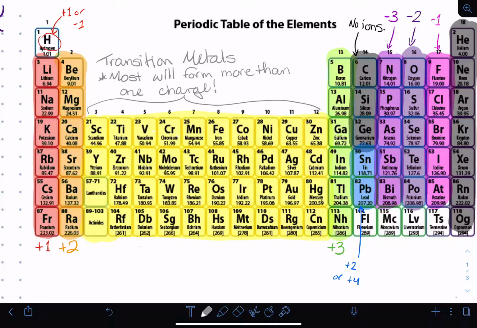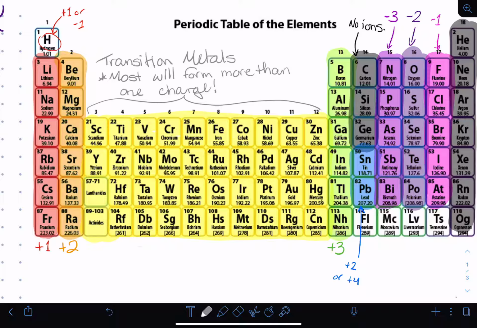So most of these can form multiple different charges. For instance, iron can be either +2 or +3. Copper can be +1 or +2. Chromium can be anything from +1 to +6, I think. So some of these have a lot of options. A few of them do only form 1 regularly. Silver's pretty much always +1. Zinc's pretty much always +2. So a few you can predict, but not very many. So for these, we usually need a little bit more information to figure out what's going on. And we'll talk about how we do that in the days to come.